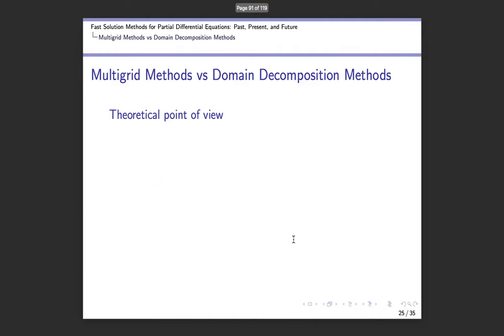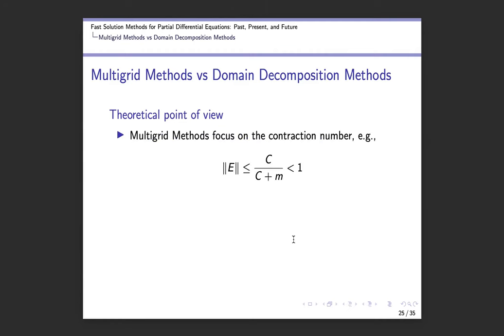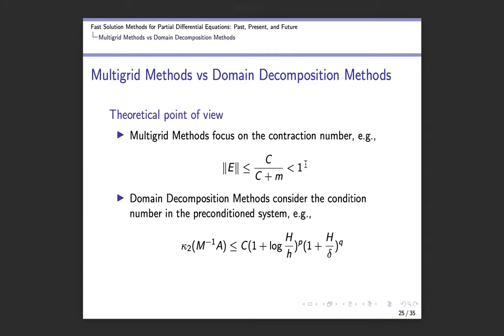And this is another theoretical point of view. Multigrid methods usually focus on the contraction number, the norm of the error propagation operator, strictly less than one. And for domain decomposition methods, we usually consider the preconditioned linear system and its condition number. Usually this is bounded by some constant times (1 + log(H/h))^p and (1 + H/delta)^q, with some powers p and q.